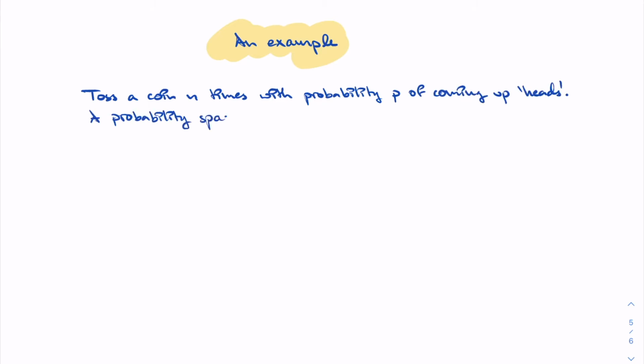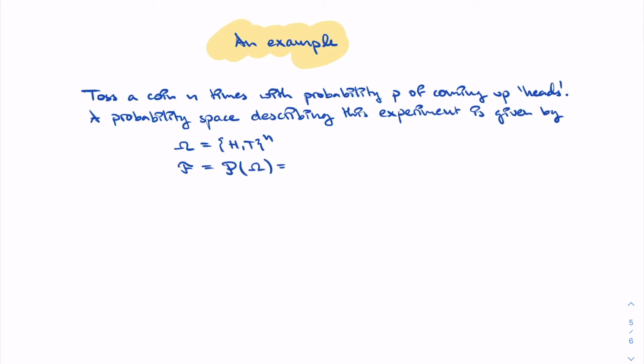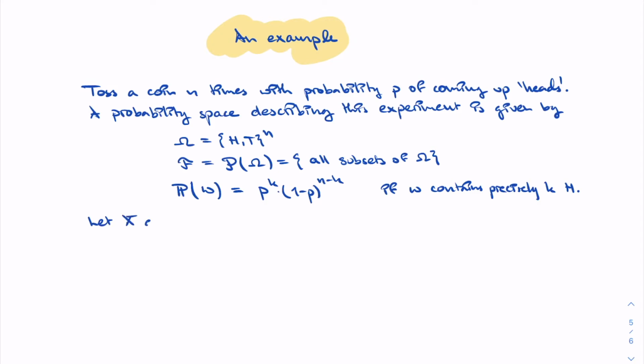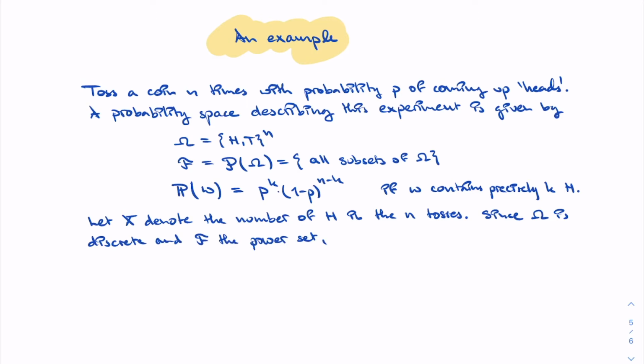Toss a coin n times with probability p of coming up heads. A probability space describing this experiment is given by the set of binary strings of length n, the set of all subsets, and a probability measure which to an outcome containing k heads assigns probability p^k (1-p)^(n-k). Let X denote the number of heads in the n tosses. Since Ω is discrete and F the power set, X is automatically a random variable.